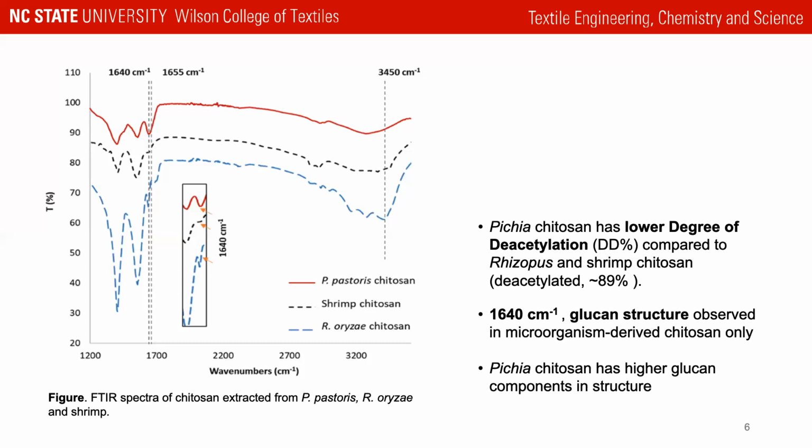The composition of the glucan can vary significantly in different fungal or microorganism species. We also observed the glucan structure in both microbial chitosans, which is not showing up in the shrimp chitosan. The ratio of the band at 1640 to that of the CH band at 3450 in the Rhizopus chitosan is lower than the ratio in the Pichia, meaning the Pichia chitosan has a higher glucan component. Therefore, both low degree of deacetylation and a high glucan component explained why Pichia chitosan has very limited solubility.